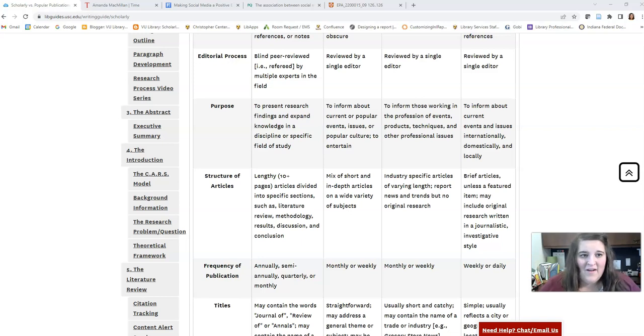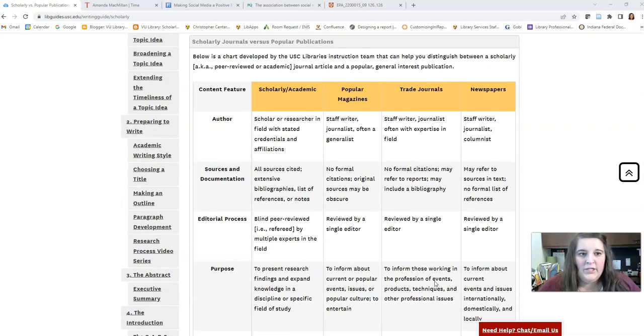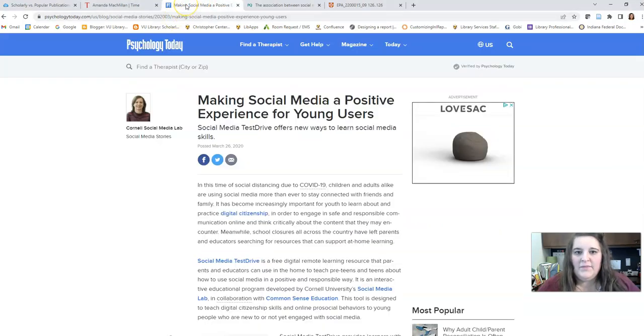The length can vary. They're not publishing any type of original research, but again, they are just to keep up to date with the professional community. And again, those are called trade journals. So I do have an example of a trade journal article from Psychology Today.